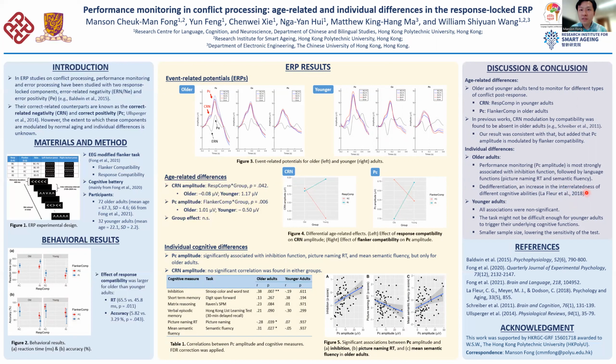The absence of such correlation in younger adults could be because the task might not be sufficiently difficult for younger adults, hence their cognitive functions were not consistently recruited or triggered for performance monitoring in the post-response phase. Or it could again be due to the smaller sample size we have for younger adults, which lowers the sensitivity of the test. So I guess my time is up.